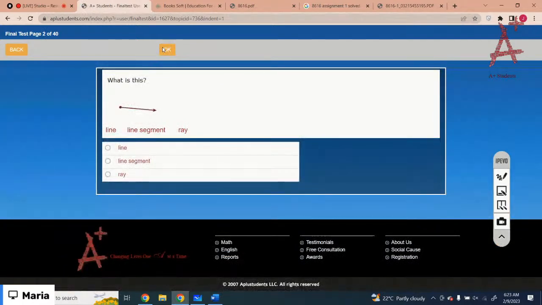Okay, what is this, line segment or ray? It is the ray. Got it? Because it has an open end. So, it is a line segment. Sorry, it is a ray.